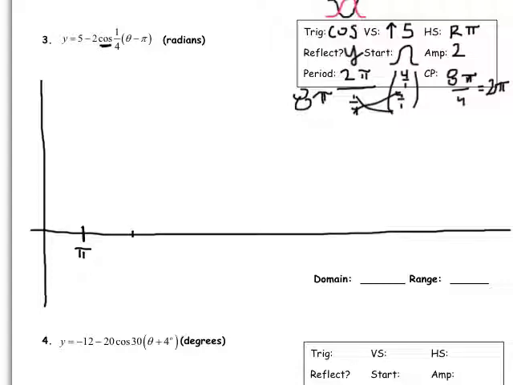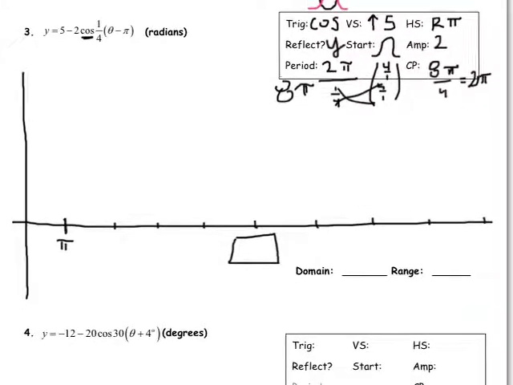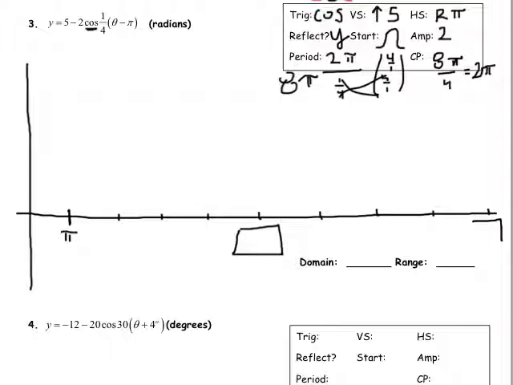And I have 1, 2, 3, 4. This is the end of my first cycle. 1, 2, 3, 4. This is the end of my second cycle. And every critical point is pi, 2 pi apart. So this is 3 pi, 5 pi, 7 pi, 9 pi. Just a quick check. Pi plus the period of 8 pi ends at 9 pi, so that's good. 11 pi, 13 pi, 15 pi, 17 pi.